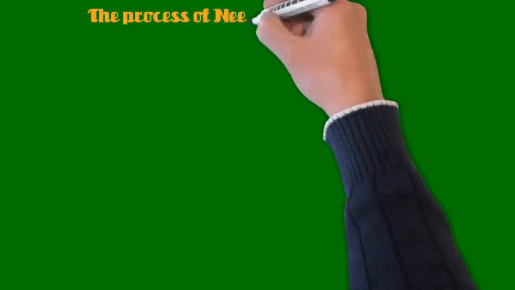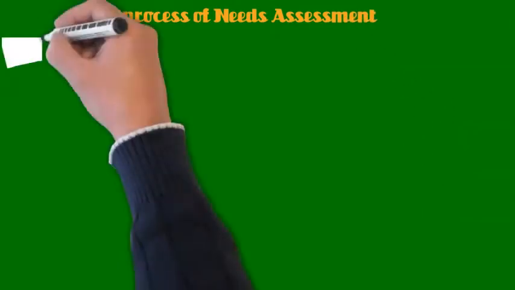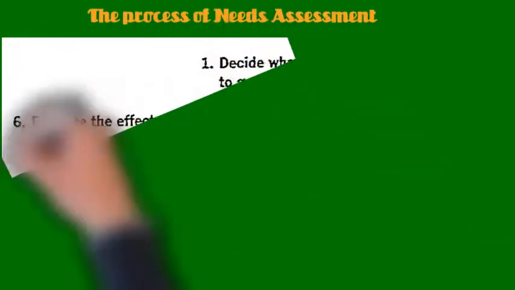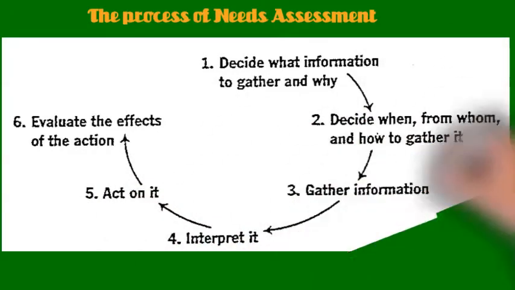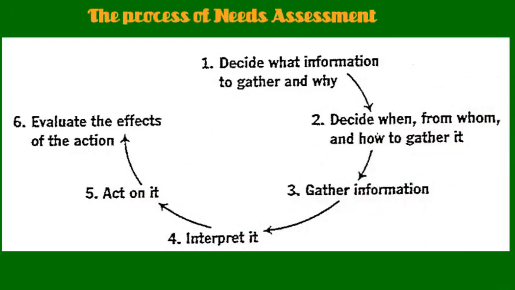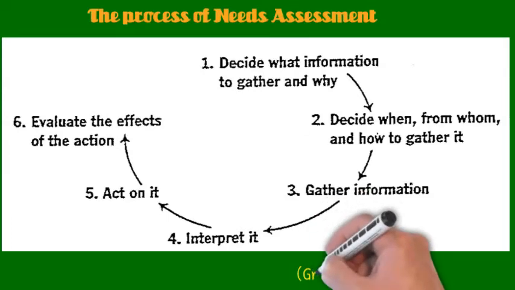Then we have to know about the process of need assessment. The process of need assessment begins with deciding what information to gather and why. The second one, decide when and from whom and how to gather it. The third one, you gather the information, and then after that you interpret it, act on it, and the last one you will evaluate the effect of the action.